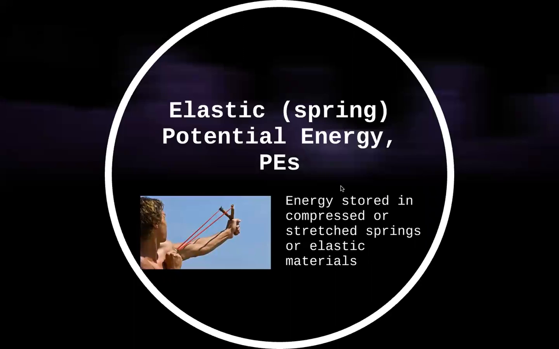What about elastic potential energy or spring potential energy? The more he pulls back on that rubber band, the more spring energy is stored, the faster the rock is going to travel when he releases it. Elastic potential energy is going to include springs, tensions, bowstrings, rubber bands, anything that you stretch and snaps back into shape.